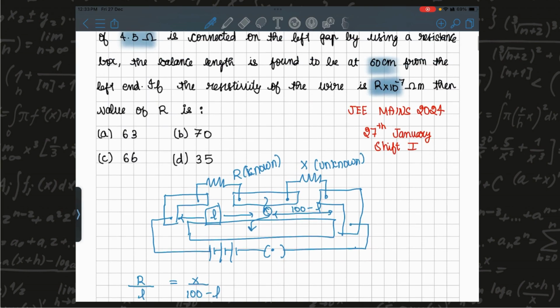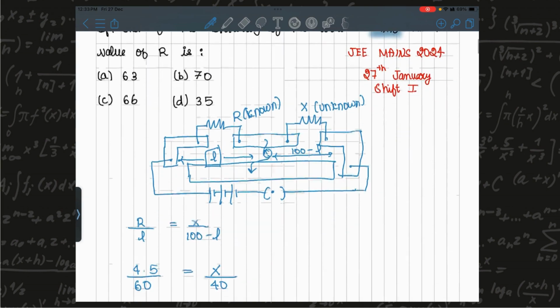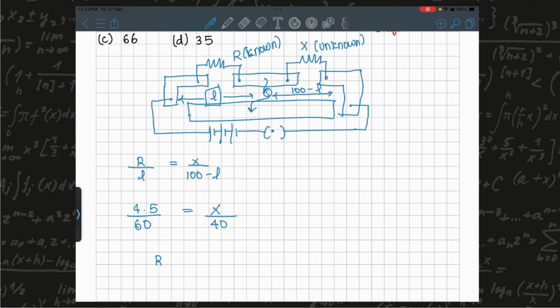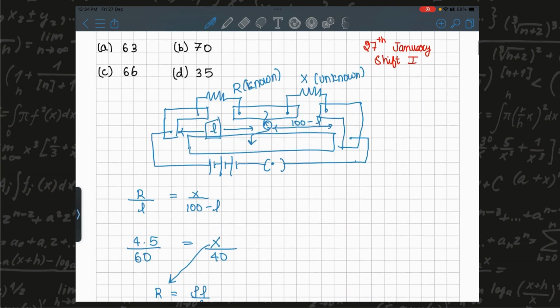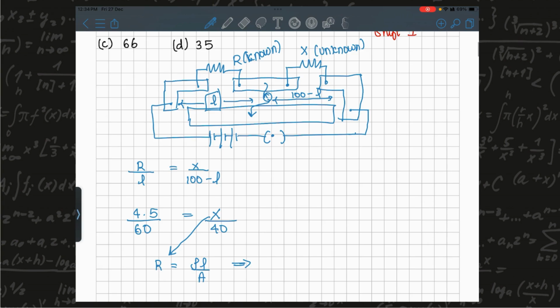But we have been given the resistivity. So what we're going to do is R is equal to rho L by A. We know this formula, right? So R is nothing but this X, which is the unknown resistance, and L is 0.1 meter. Why am I taking that to be 0.1? Because they have given the length of the wire to be 10 centimeter. So converting centimeter to meter, we get 0.1 meter. So rho is going to be as it is into 0.1 divided by A.